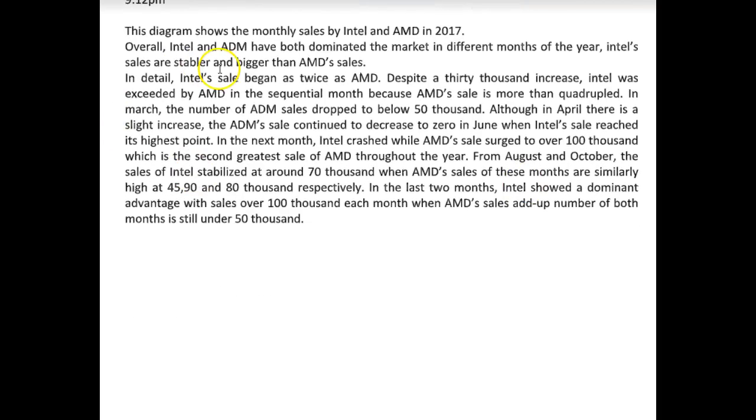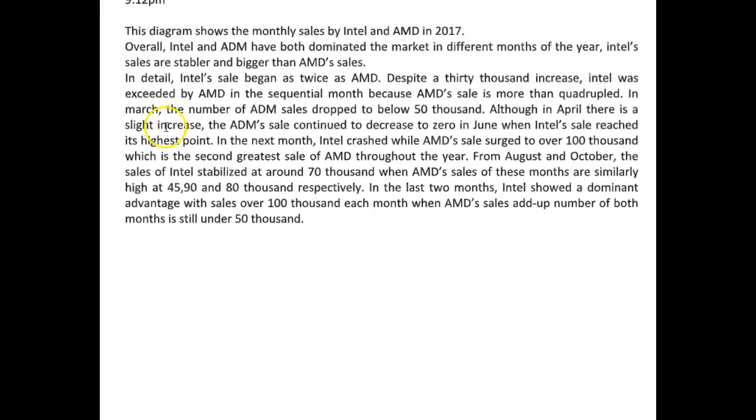In detail, Intel's sales began 2 times as high as AMD's. Despite a 30,000 increase, Intel was exceeded by AMD in the subsequent month because AMD's sales more than quadrupled. You know what? I have no idea what these numbers are. I don't have a frame of reference. I don't know where Intel started. I don't know where AMD started. So if I were to sit here without looking at the graph and trying to plot out these figures, I would not be able to. I could not draw this. I can't even visualize it.